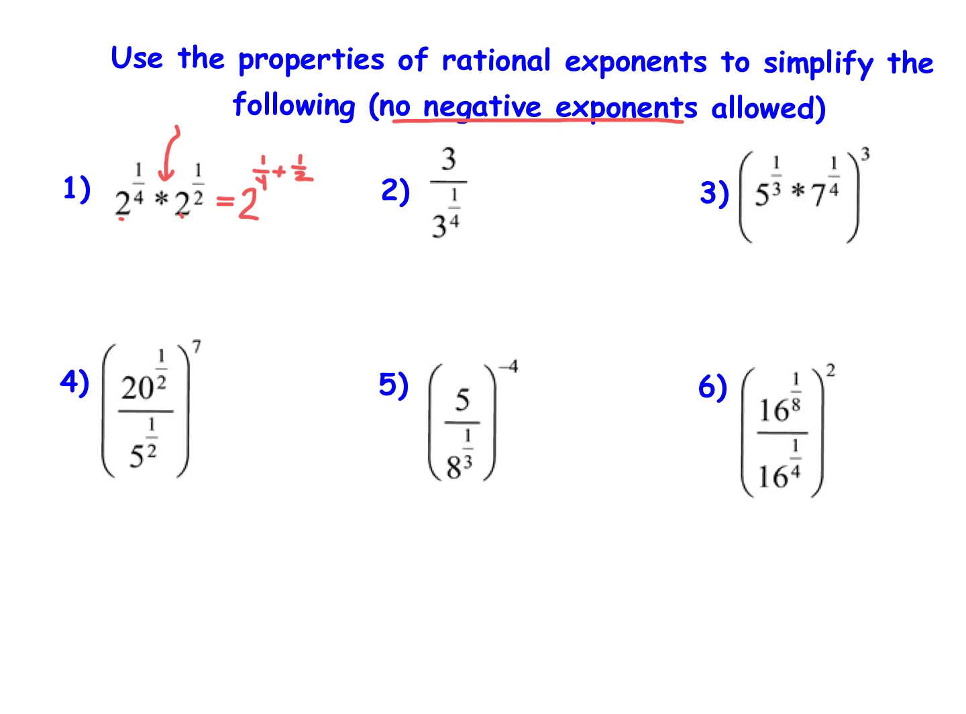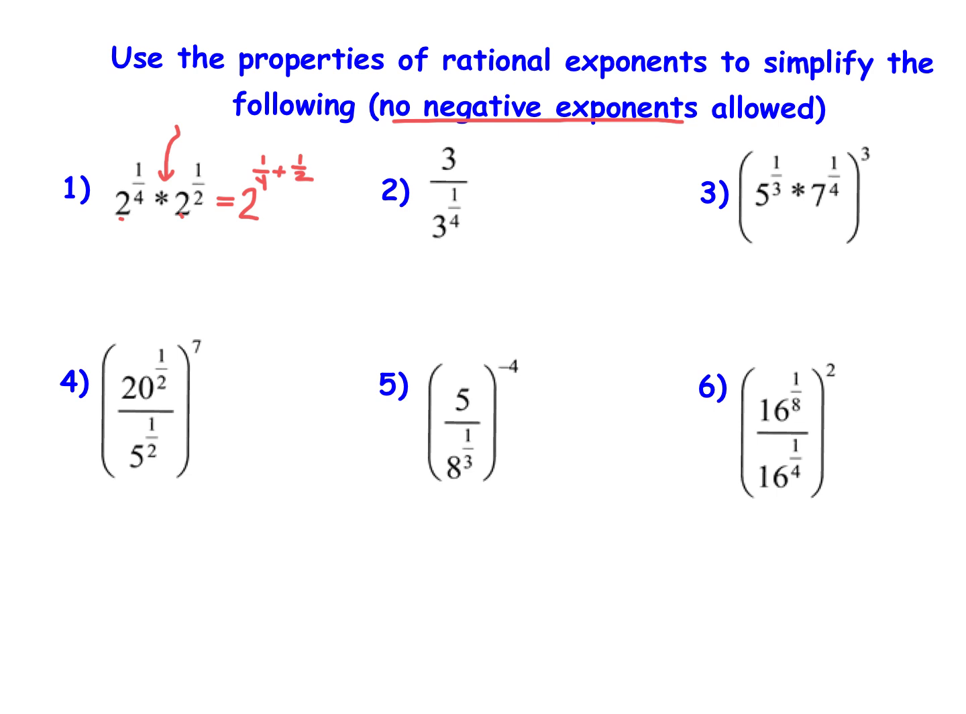So here in this next one, what we can do is multiply both numerator and denominator by that 7 because we have powers on the inside raised to a power on the outside. So this becomes 20 to the power of 7/2 because we're multiplying this by 7. And then the denominator becomes 5 to the power of 7/2.